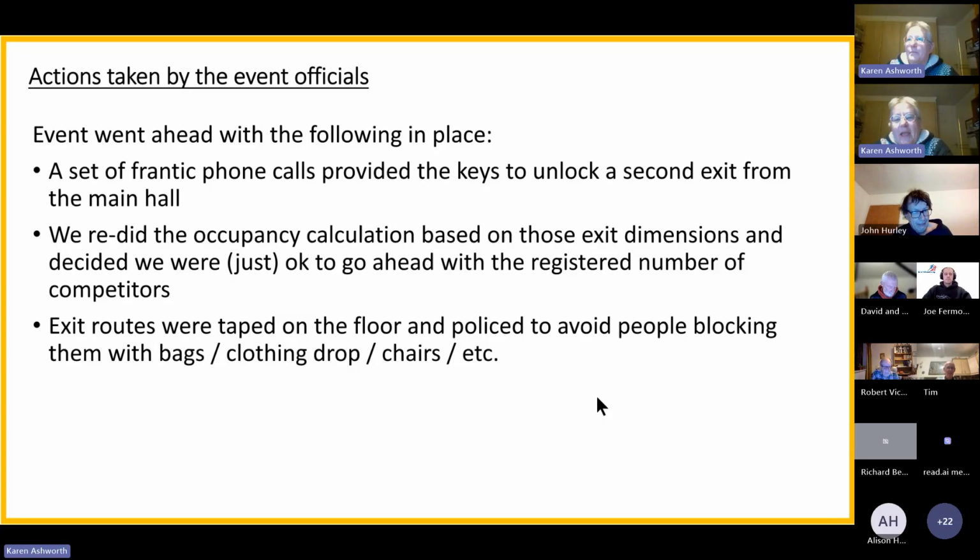So we are just about okay with the registered number of competitors and the occupancy level that we're going to end up with. Because we are so close to that limit, we taped out the exit routes on the floor and we policed them all evening to avoid people blocking them with bags or putting chairs in them or using them as a clothing drop, any of the other things. But yeah, I have noticed at quite a lot of orienteering events, people are not mindful of the need to leave emergency exits free, and they end up with clothing dumps against them and all sorts. So it's something I would like to raise awareness of.